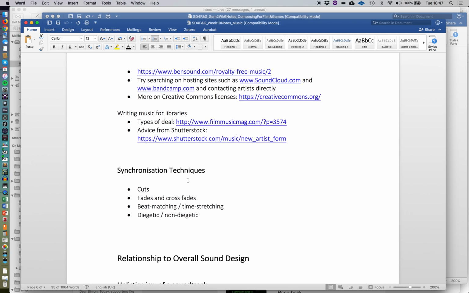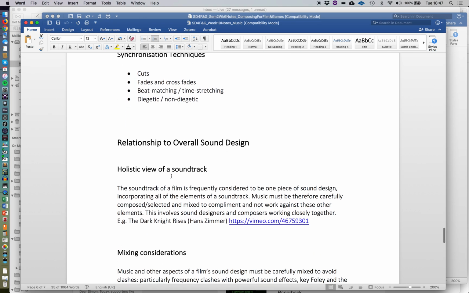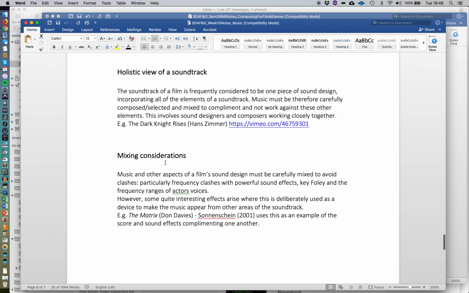And then there's actual synchronization techniques such as cutting, fading, cross-fading, beat matching and time stretching, and making music sound diegetic or non-diegetic and switching between the two. We also looked at a relationship to overall sound design, so thinking about music and sound effects together. Some of the most successful films, there's very close collaboration between the sound supervisor and the composer. And then some things to think about when mixing a soundtrack.